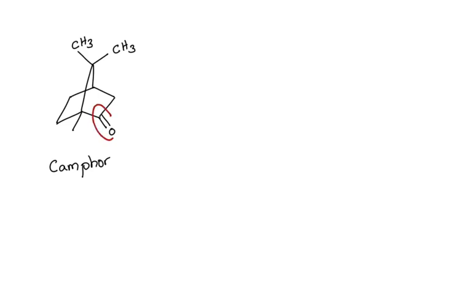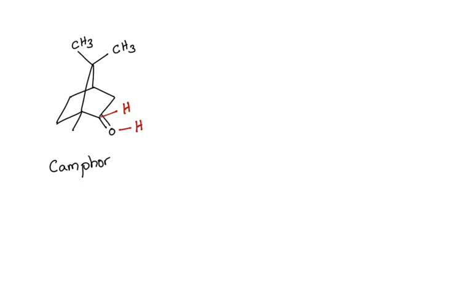We're going to reduce this functional group ketone into an alcohol functional group, right? How do you do that? We need to put a hydrogen on the oxygen and a hydrogen on the carbon and remove this pi bond to get an alcohol, right?